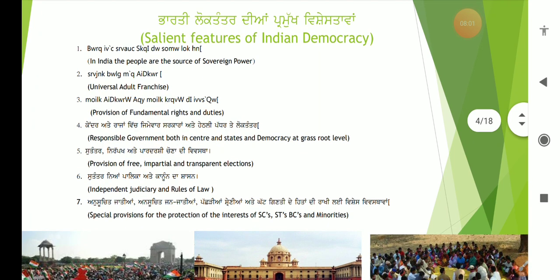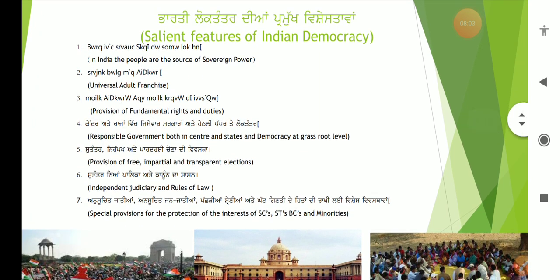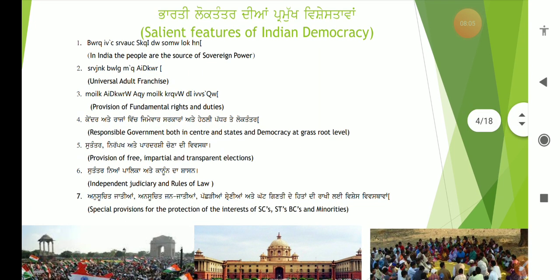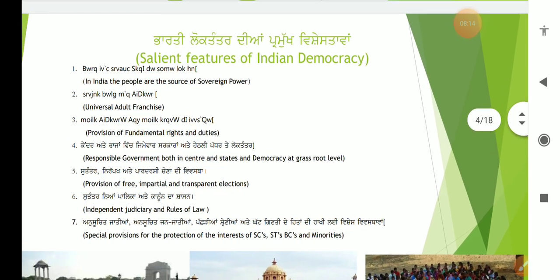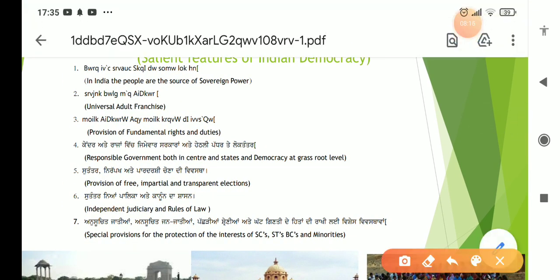Same thing, right? We have already done this, but again I will revise these points. Salient features of Indian democracy. In India, the people are the source of power. Then universal adult franchise is another key feature, which means those who are adults, 18 years and above, have the right to vote without any discrimination.